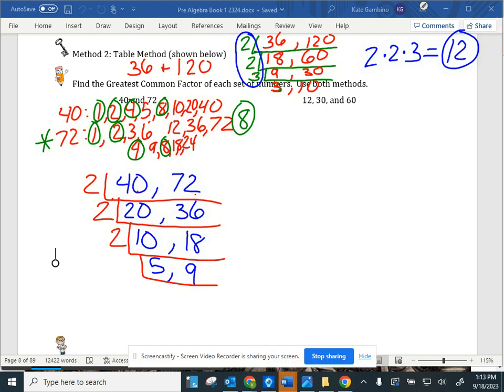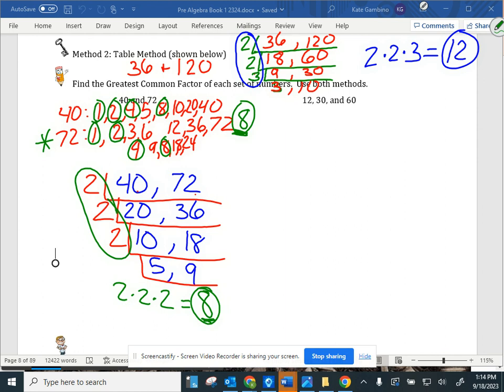So what do I have to do now to find my greatest common factor? Will? Multiply the numbers that you divided with. I'm going to multiply all those primes together. 2 times 2 times 2. James? 8. 2 times 2 is 4. 4 times 2 is 8. Look at that. Same answer.